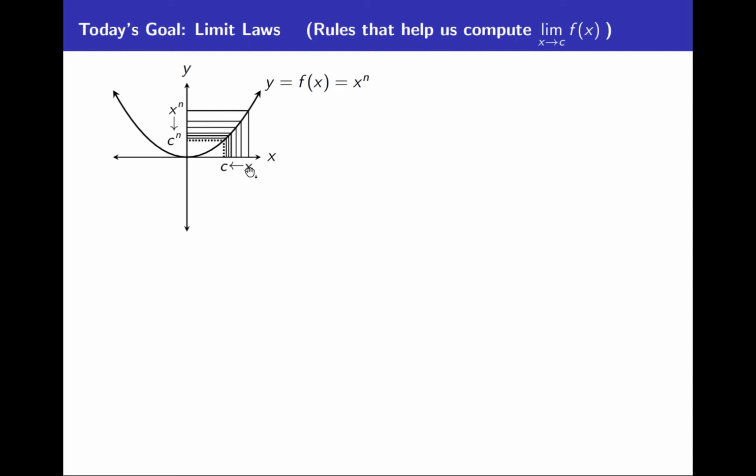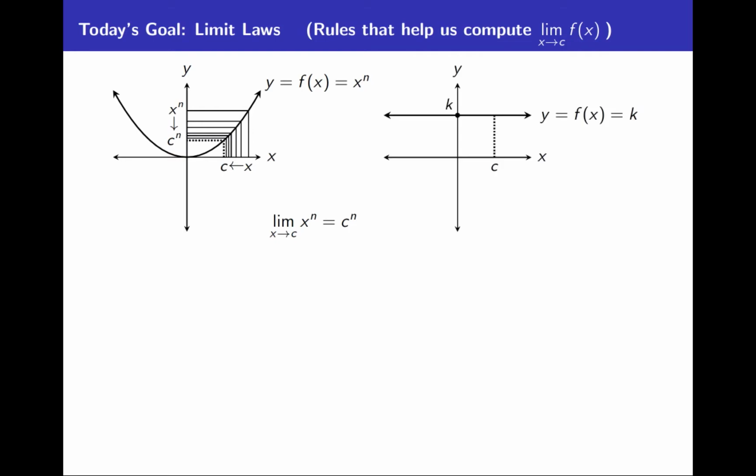You would totally believe that as the variable x approaches c, the corresponding function value, x to the power of n, gets closer and closer to c to the power of n. That's actually our first limit law. It's a very simple one, and it's totally believable. The limit as x approaches c of x to the power of n equals c to the power of n. As x gets closer and closer to c, x to the power of n gets closer and closer to c to the power of n.